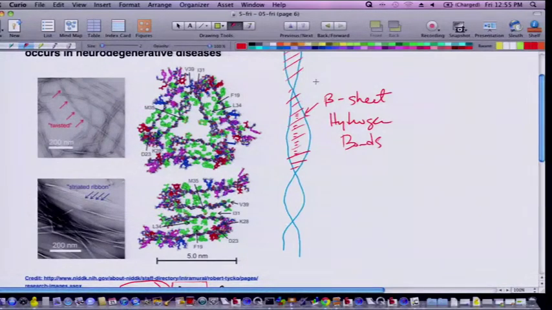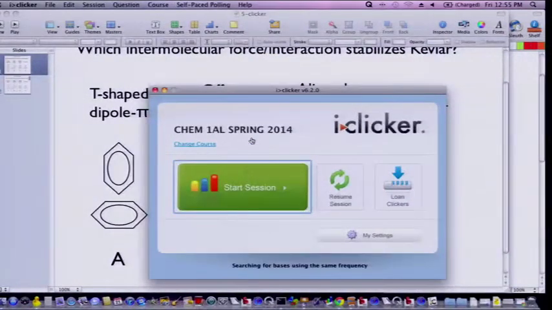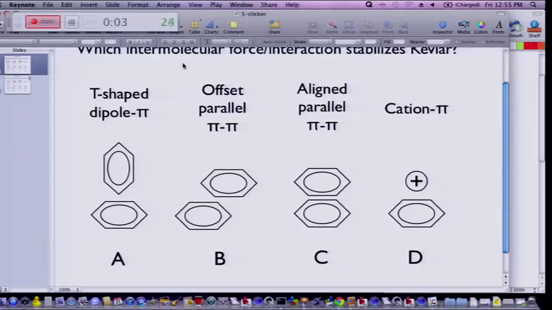So I wanted to end with a clicker question. It seems like the last class some people missed it, so hopefully we'll do better this time. Let me turn it on, get your clickers going, and give everyone a chance here. Okay, guys, already people seem to know the answer.